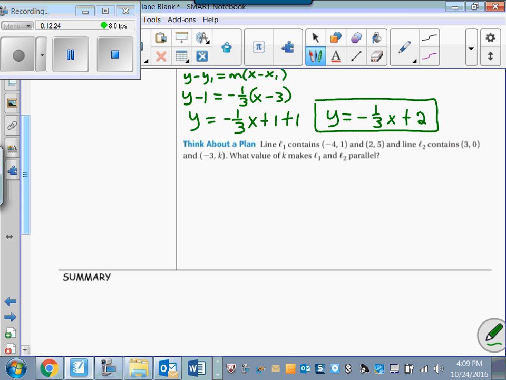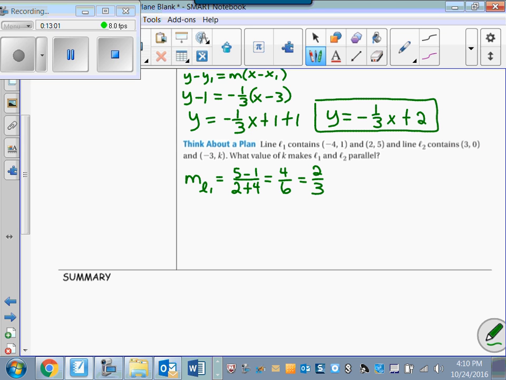A final problem here. Think about a plan. Line L1 contains negative 4, 1 and 2, 5, and line L2 contains 3, 0 and negative 3, k. What value of k would make those two lines parallel? Well, I think, of course, I got to use the slope. So let's find the slope of L1. The slope of L1 is going to be 5 minus 1 divided by 2 minus negative 4, which is 2 plus 4. So that's going to be 4/6, which gives me 2/3.